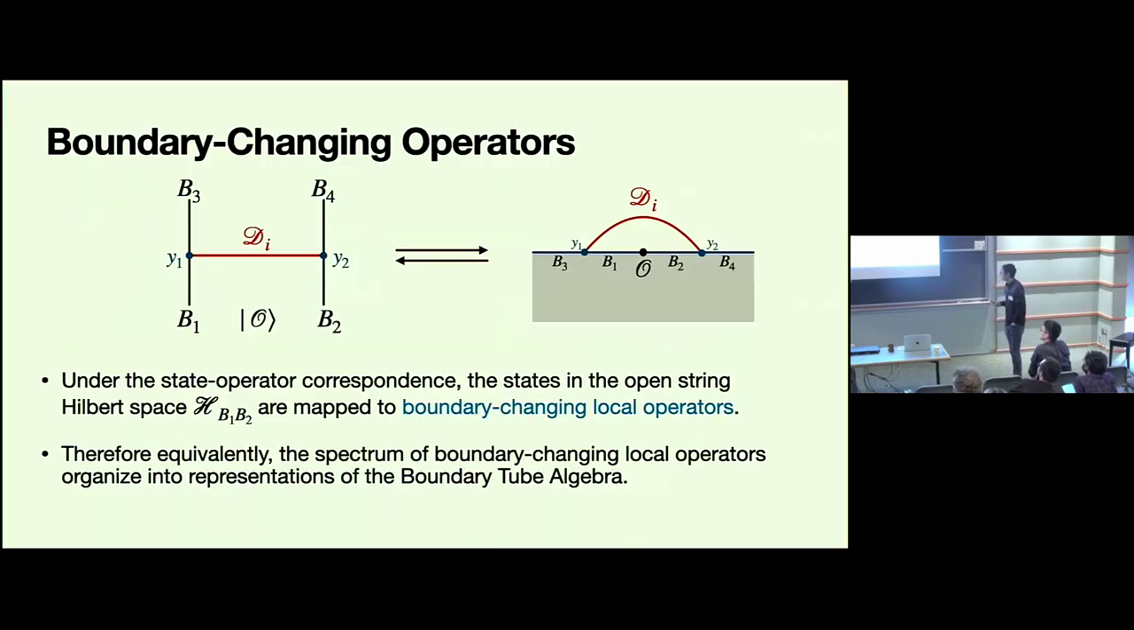Before moving on, let me make one comment, which is that under the state-operator correspondence, the states in the open string Hilbert space are of course mapped to the boundary changing local operators. So this boundary tube algebra can equivalently be thought of as the symmetry algebra acting on the boundary changing local operators. And these boundary changing local operators will organize themselves into the representations of this boundary tube algebra.